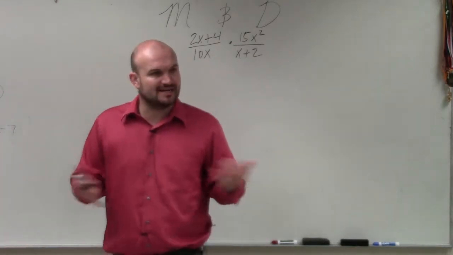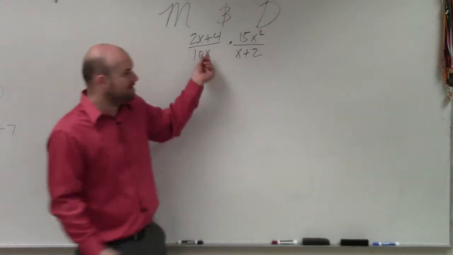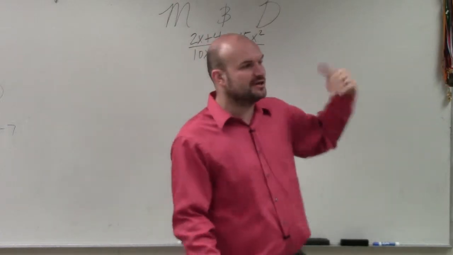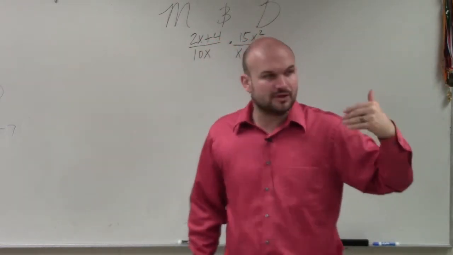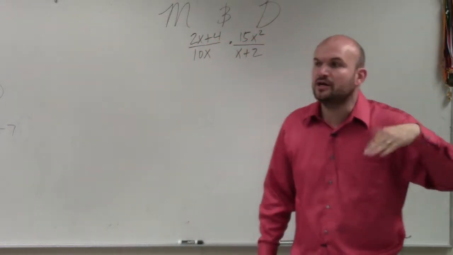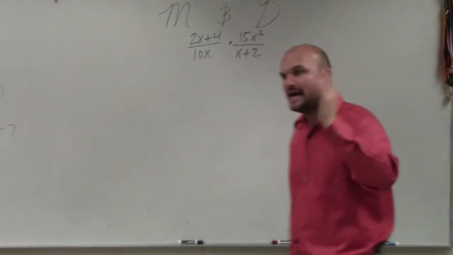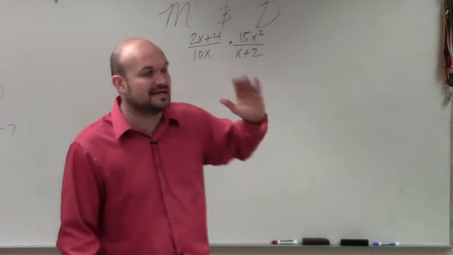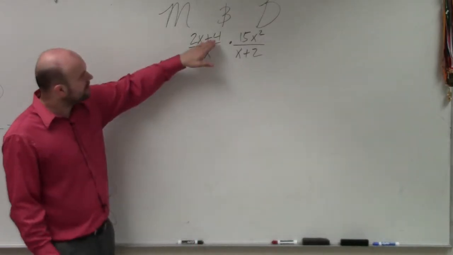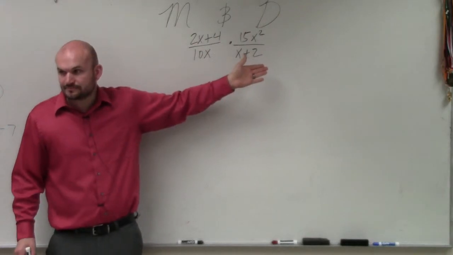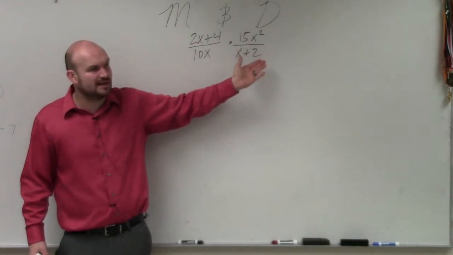Well, with multiplying, it's pretty much the exact same thing, except now you have an expression times another expression. The process you are going to follow is exactly what we did for simplifying. You factor the numerator and denominator, and you factor the numerator and denominator of the other expression. Go through each numerator and denominator and determine what can be factored and what cannot.